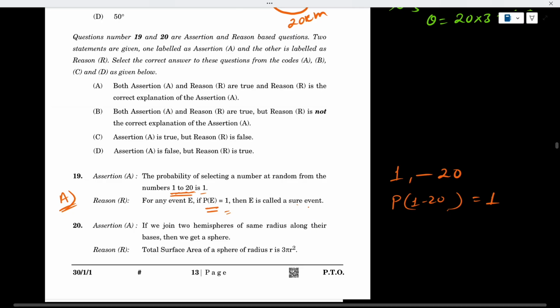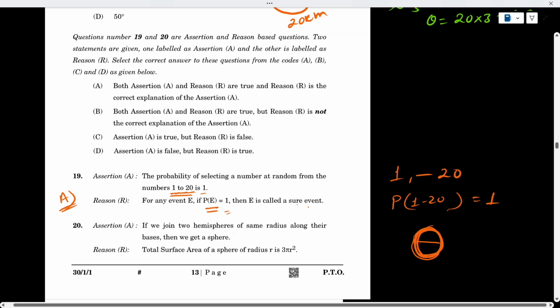Next one here, if we join two hemispheres of the same radius, this is the first question of surface area and volume, right? Now if we join two hemispheres of the same radius along with their bases, so if I'm taking one hemisphere here, this is the base, and if I join the other hemisphere here through the base, you are going to get a sphere, right? That's true here. We get a sphere whenever you join two hemispheres.